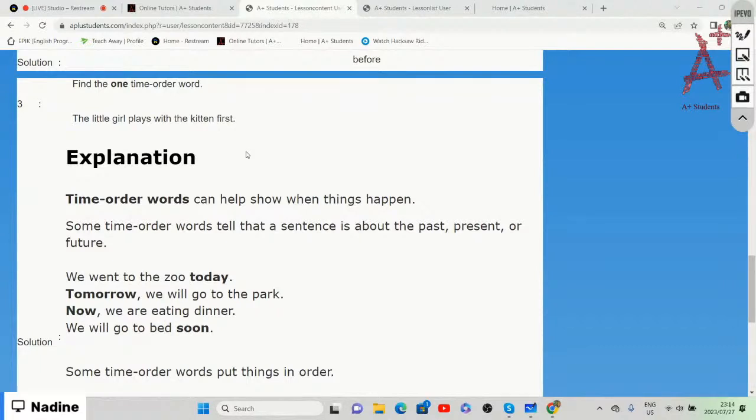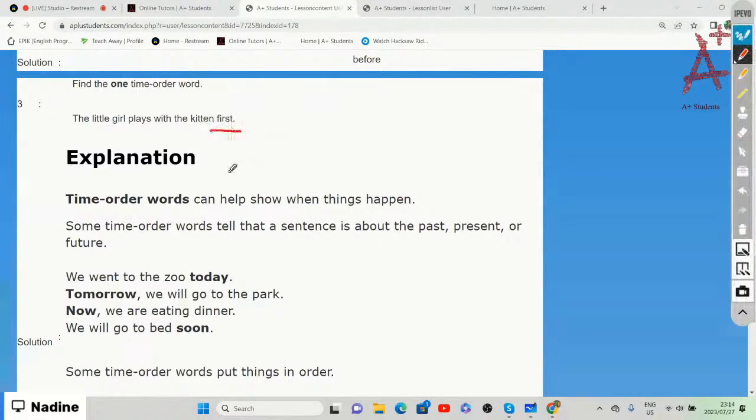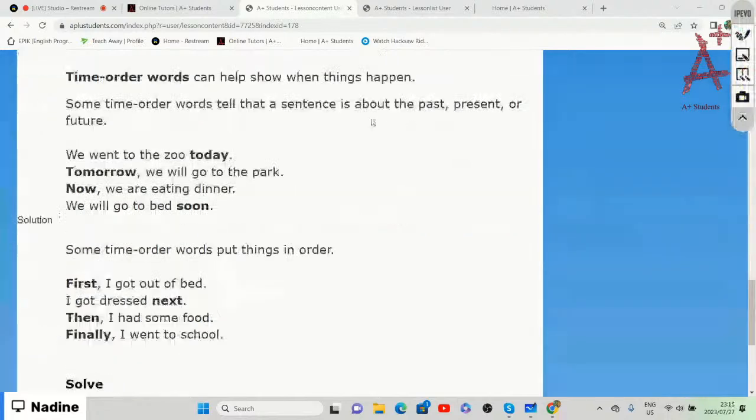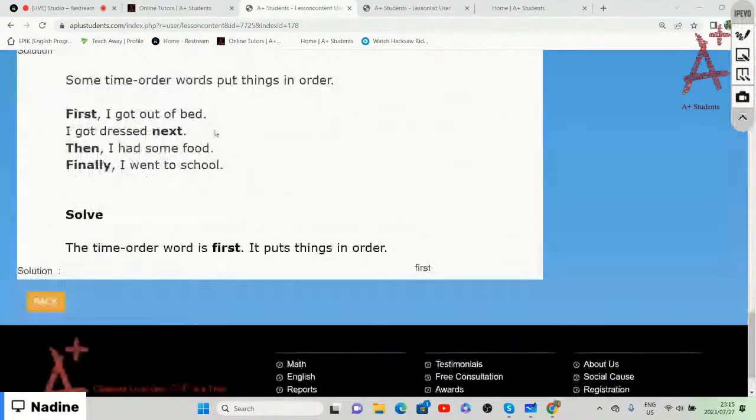All right, so if we look at the sentence once again and identify the one time order word, the little girl plays with the kitten first. So first is our time order word, and it puts things in order. So first, then, lastly, last, and so on. Secondly, thereafter, those are all time order words. And here we once again see that the time order word is first and it puts things in order.